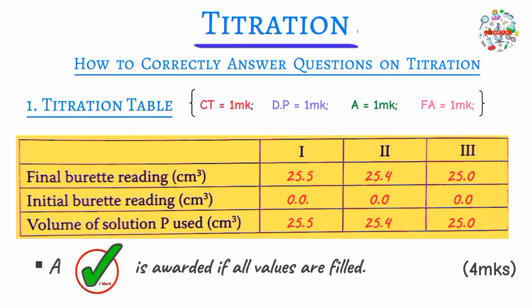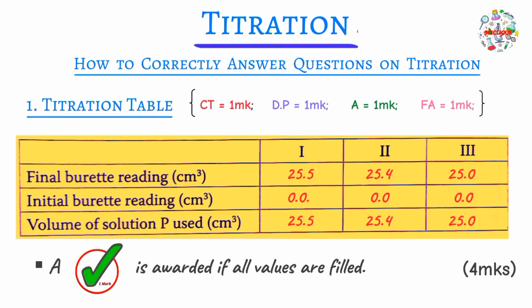Now, this mark is awarded regardless of whether the values used are correct or not. That simply means that whether you used a correct value or whether the value is wrong, as long as you fill in all the 9 boxes, you get yourself this mark. How easy is that, by the way?